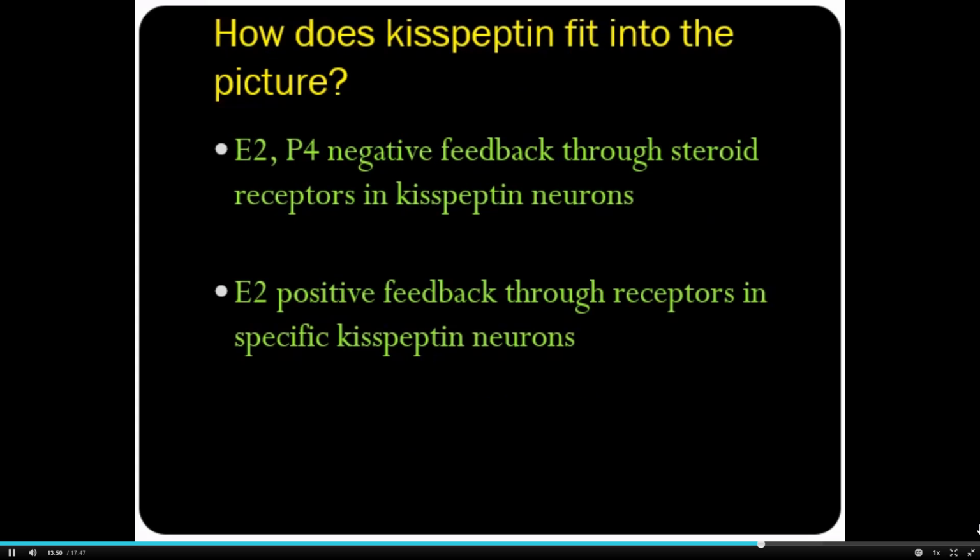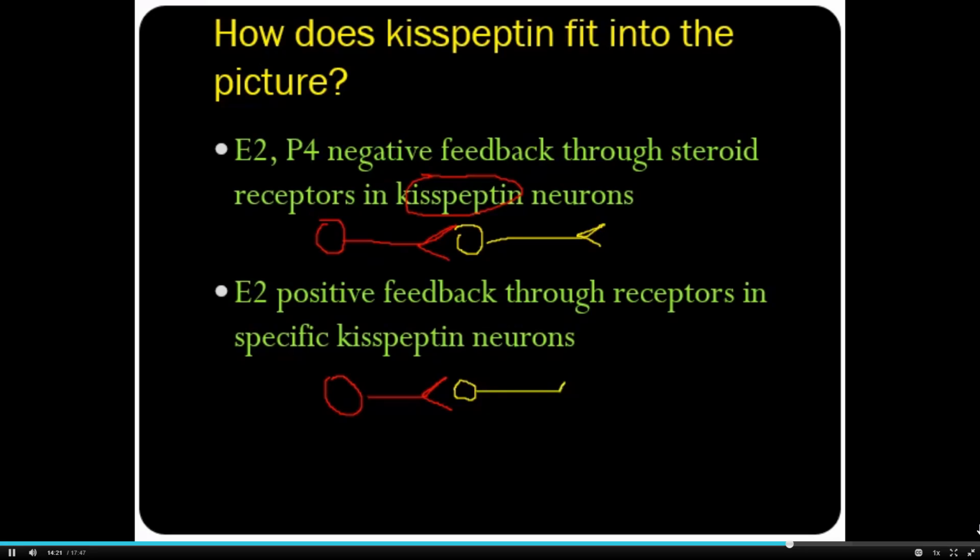How does kisspeptin fit into this picture? I think one way to really help you understand this is if we draw some neurons. This is going to be a kisspeptin neuron. We'll draw red as kisspeptin. And then we're going to draw another neuron, and this one's going to be our GnRH neuron. Our yellow one is our GnRH neuron. And as we look at this, I want you to focus on this P4.